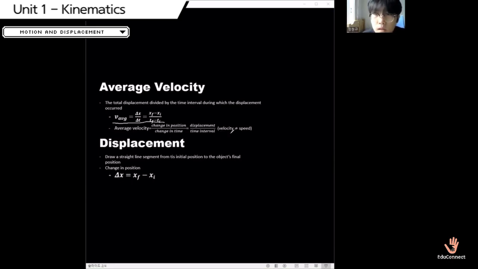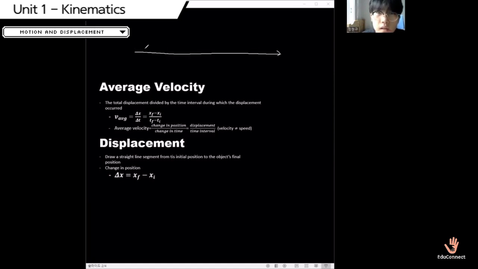In this case, velocity is not equal to speed. Average speed is distance traveled over time of travel. So it's not the same. It's not the same. And now, average velocity along a straight line.